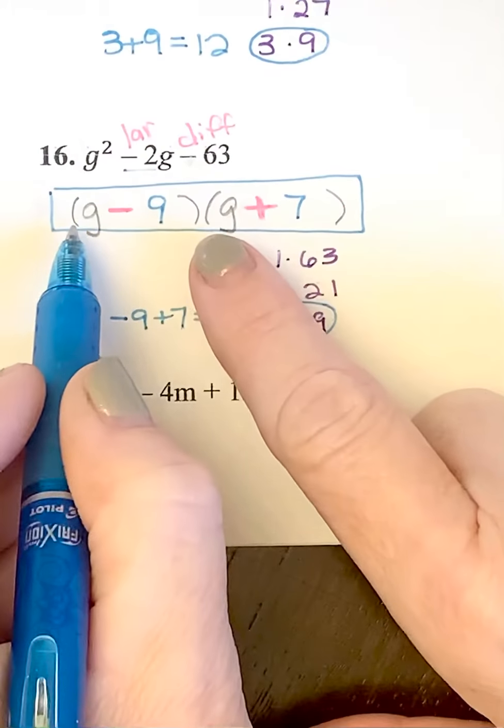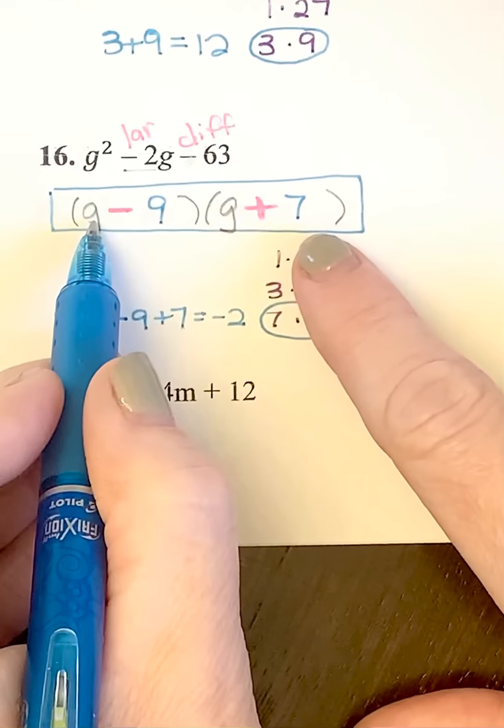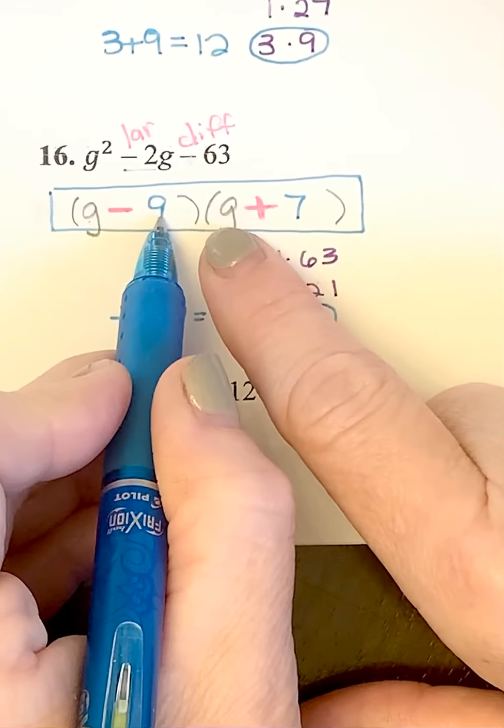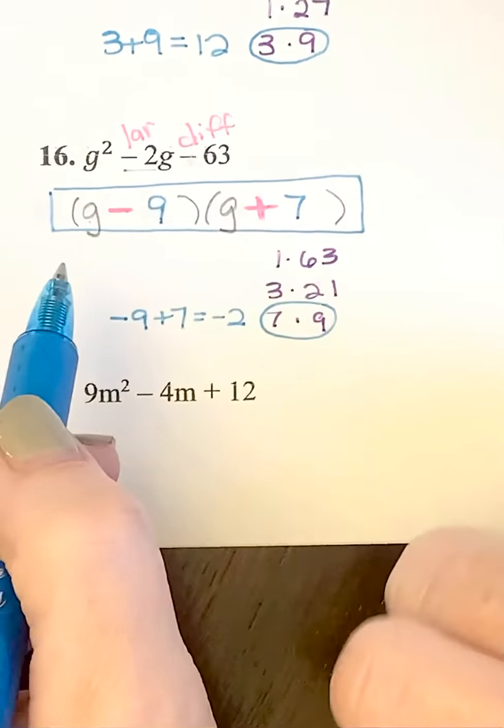Okay, check using FOIL. G times g is g squared. A plus 7g and a minus 9g give me a negative 2. And then multiplying last, a negative 9 and positive 7 is a negative 63.